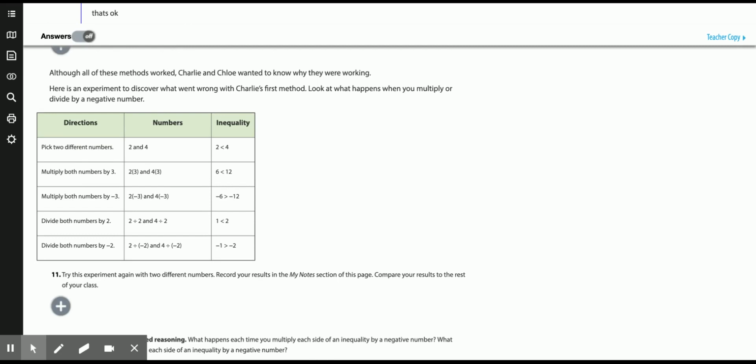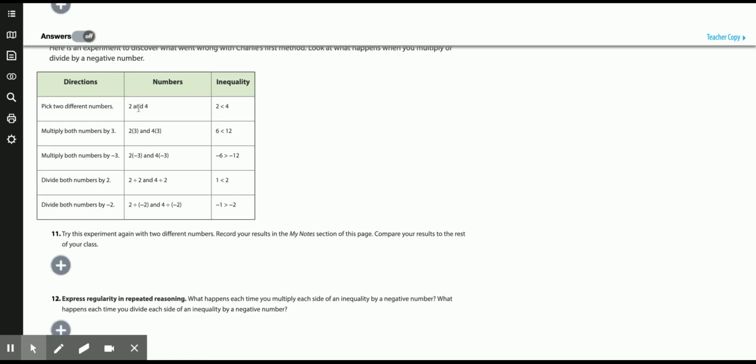Almost all these methods work. Charlie and Chloe wanted to know why they were working. Here's an experiment to discover what went wrong with Charlie's first method. Look at what happens when you multiply or divide by a negative number. So you pick two different numbers, 2 and 4. 2 is less than 4. That's okay. Multiply both of them by 3.